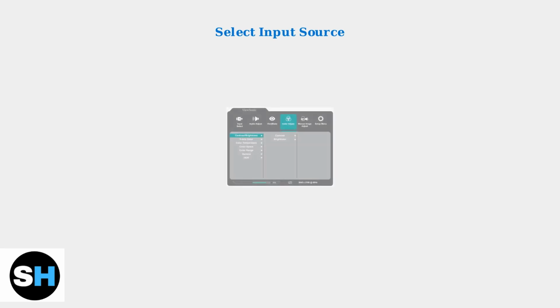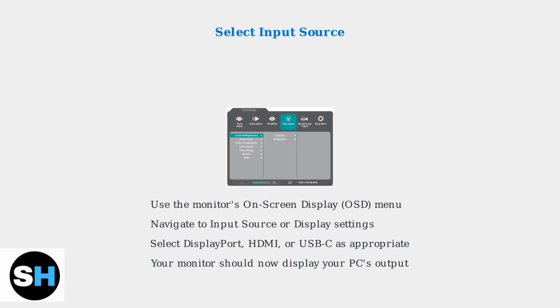Finally, use your monitor's on-screen display menu to select the correct input source. Navigate to the input settings and choose DisplayPort, HDMI, or USB-C depending on which cable you connected. Your monitor should now display your PC's output.